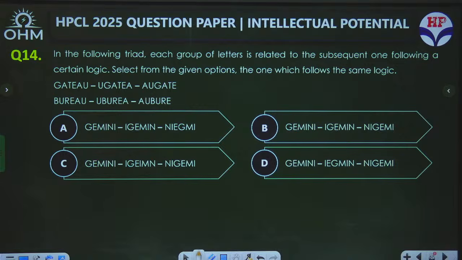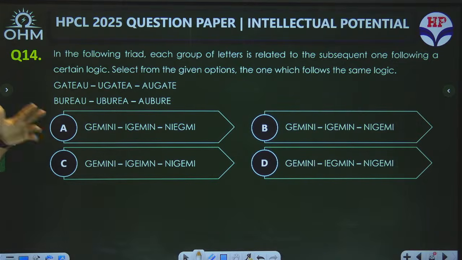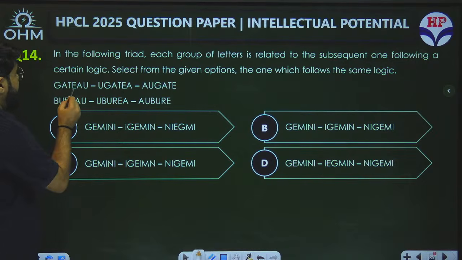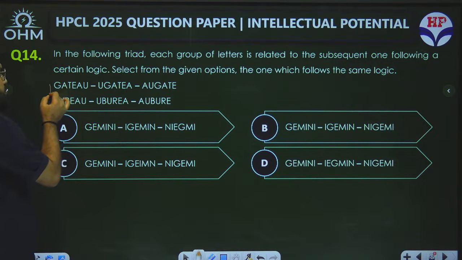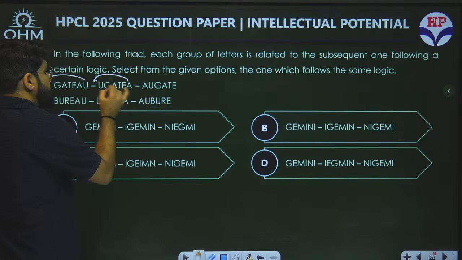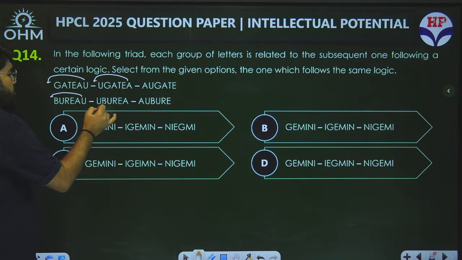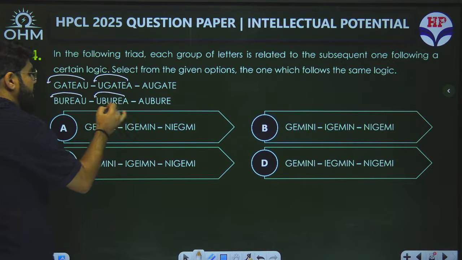In the following triad, each group of letters is related to the subsequent one. So now a series of letters, words is given. Select from the given options the one which follows the same logic. Now see, gate AU, then U comes before, it's a circular shifting. U, gate, E, then the last A will come here. A, U, gate. Got it? Same thing you see here, bureau. U comes here, U, B, U, R, E, A. Then A will come up here, A, U, B, U, R, E.